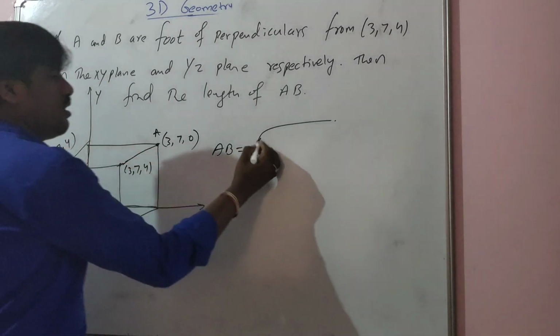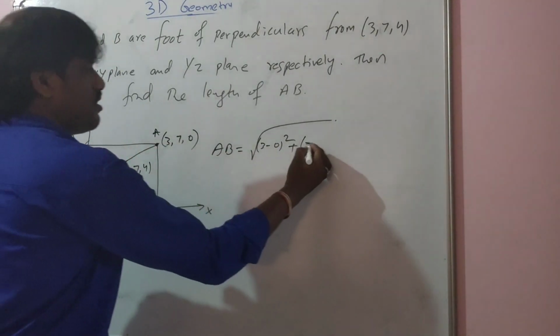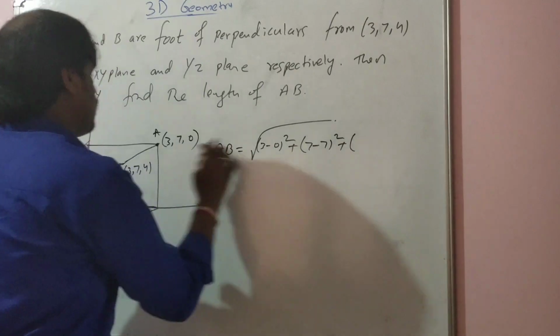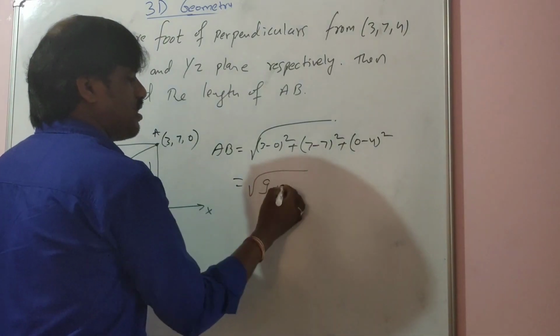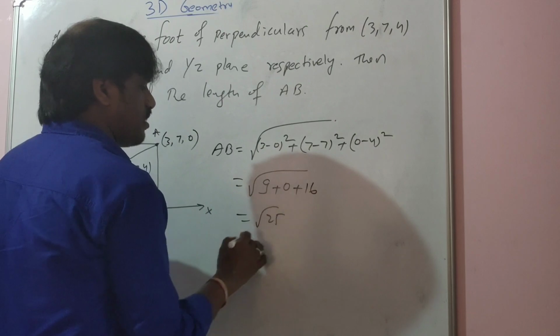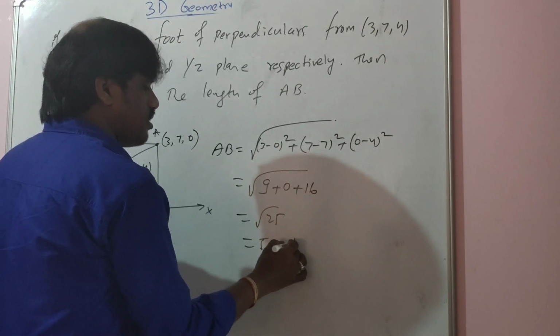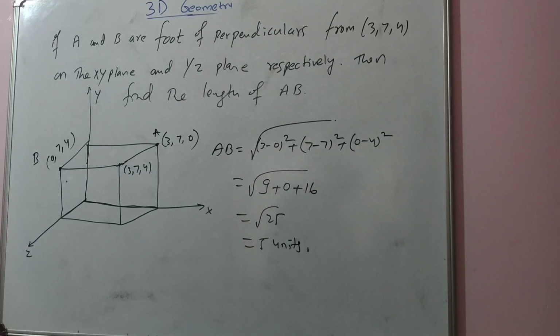So, 3 minus 0 whole square plus 7 minus 7 whole square plus 0 minus 4 whole square. It means the square root of 3 squared is 9, 7 minus 7 is 0, 4 squared is 16. So the square root of 25 is equal to 5 units. So this is the answer. This is the way to understand this concept. Okay, hope you understand. Let us see the next one.